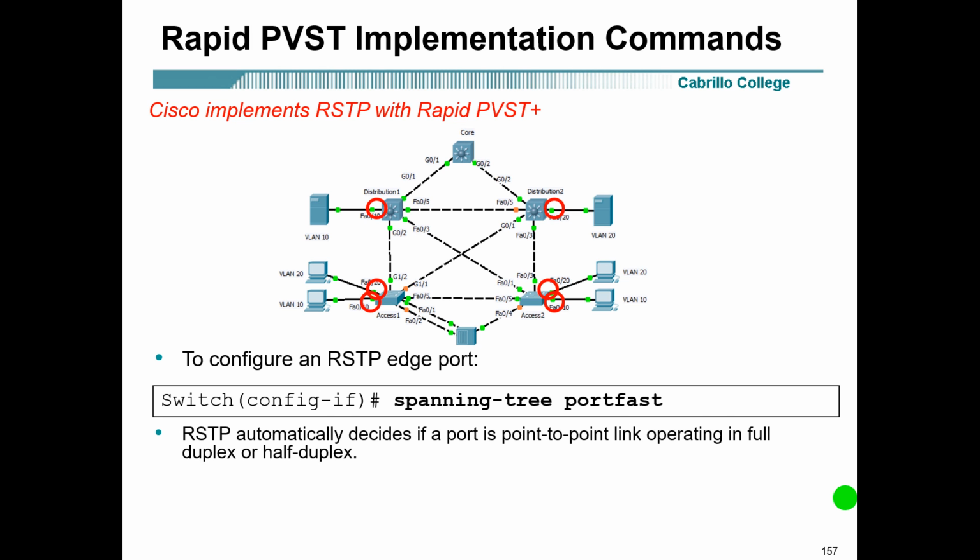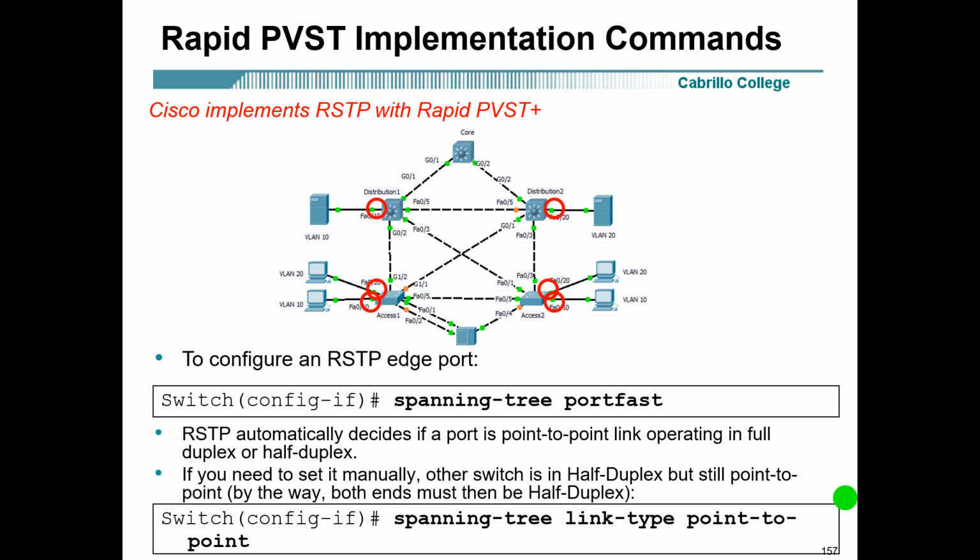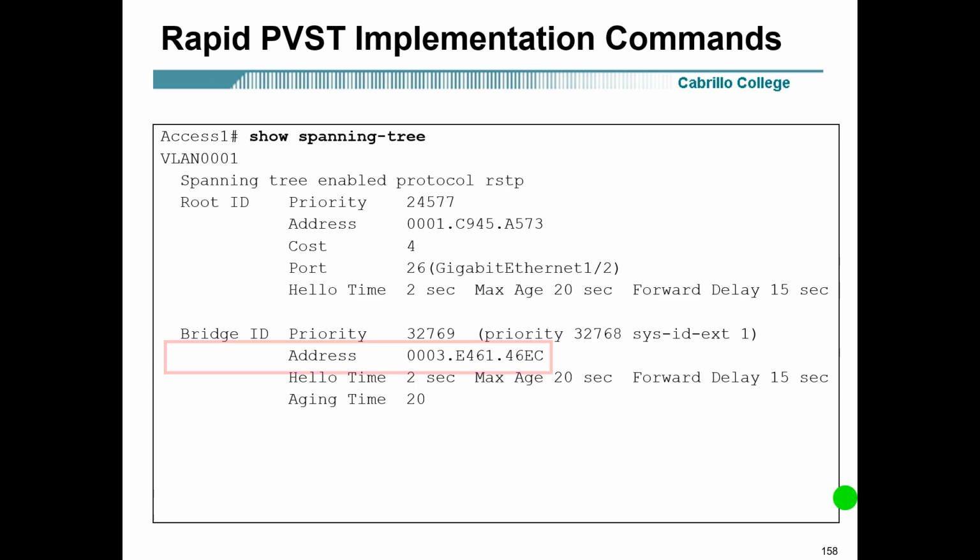RSTP automatically decides if a port is point-to-point and whether it's in full duplex or half duplex. So if you need to set it manually, for other switches in half duplex but still point-to-point, by the way, both ends must have the same duplex setting. The spanning-tree link-type point-to-point command on the appropriate interface will configure that point-to-point link. So let's look at our spanning tree enabled protocol, or our rapid spanning tree protocol.